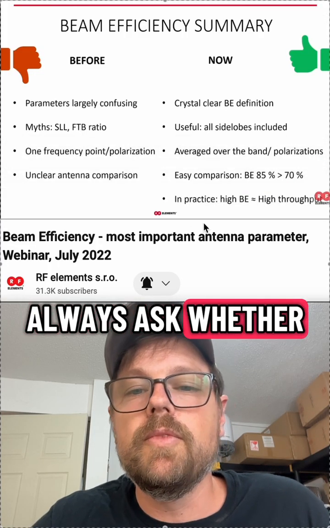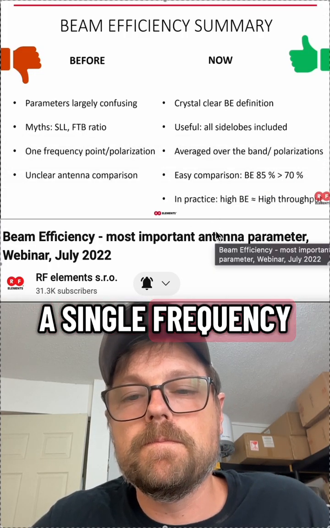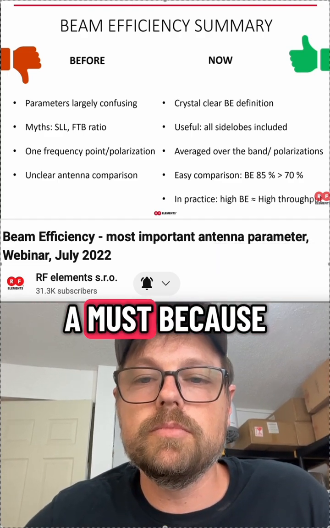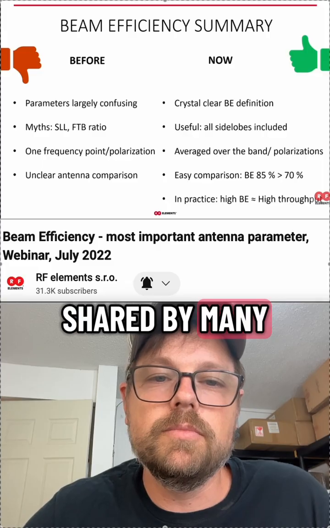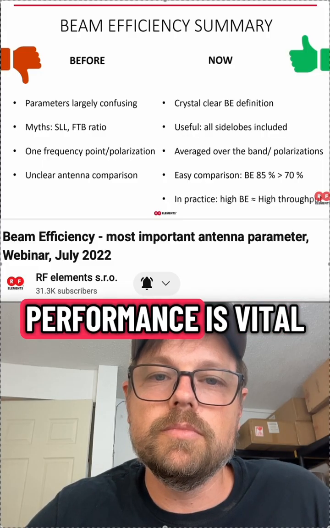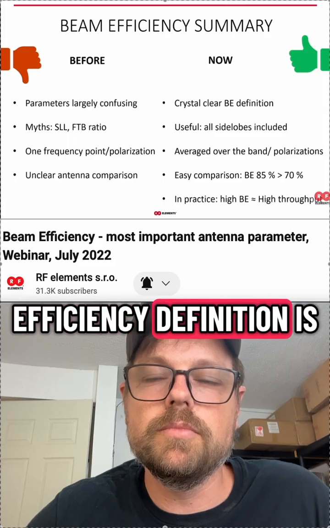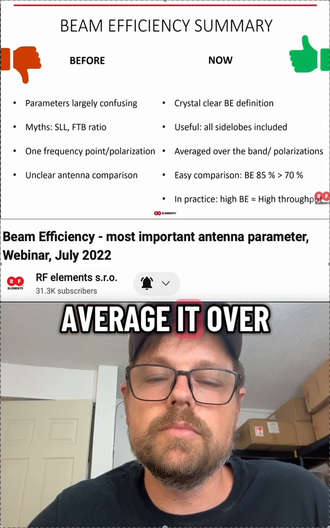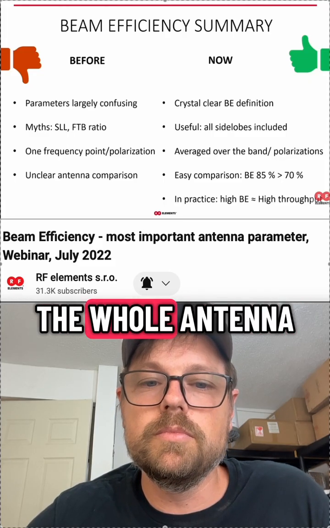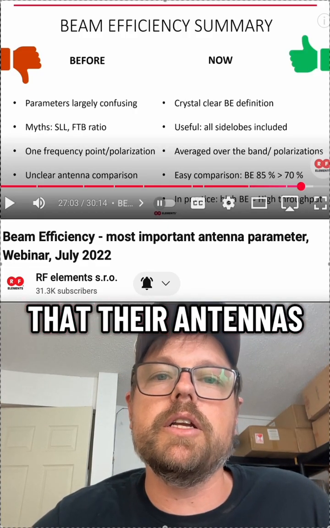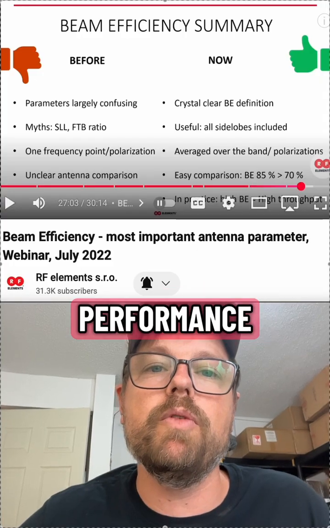Always ask whether a parameter is single frequency or wideband. In the WISP industry, wideband is simply a must, because the spectrum is shared by many, therefore wideband performance is vital. And RF Elements' addition to the beam efficiency definition is to average it over both polarizations and the whole antenna bandwidth. So it's ironic that RF Elements says that their antennas have wideband performance.